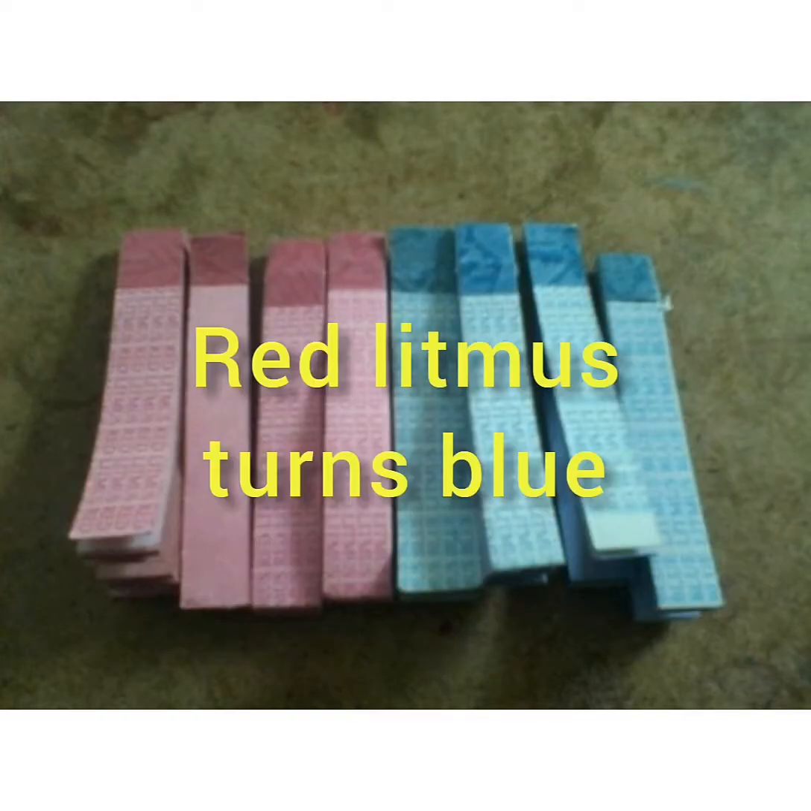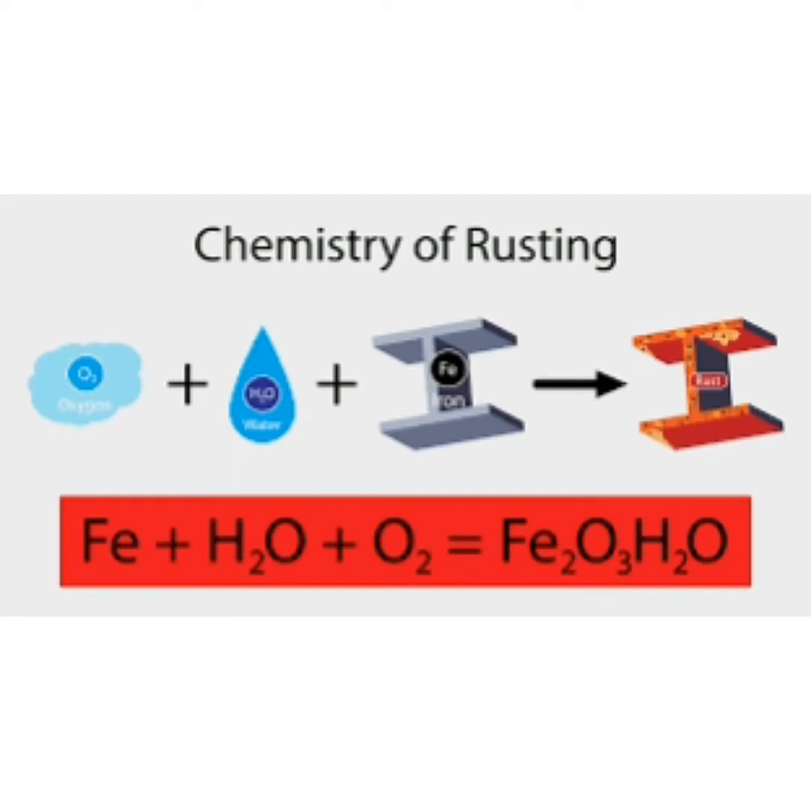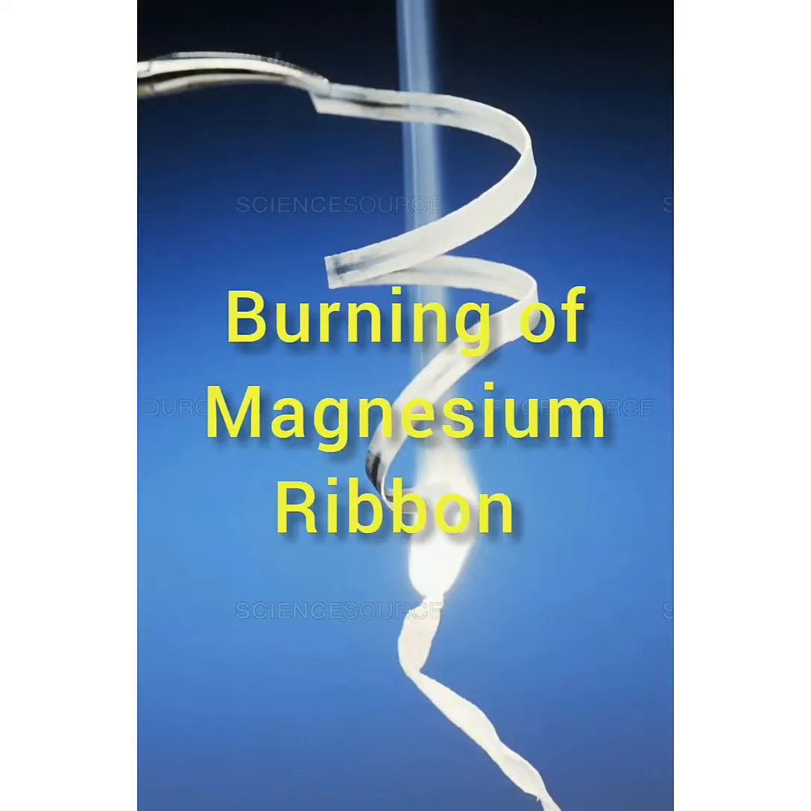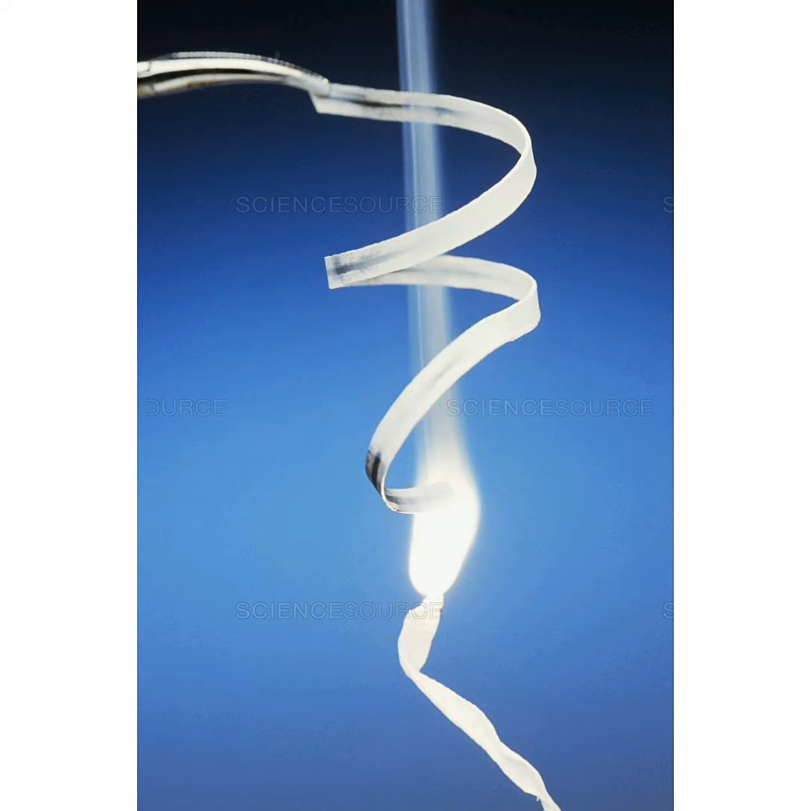You can see red litmus paper turns blue and blue litmus paper remains the same. From this we can understand that iron reacts with water and oxygen and forms hydrated iron oxide, which is basic in nature. Burning of magnesium ribbon. Magnesium reacts with oxygen and forms magnesium oxide. Now we can watch a small activity.